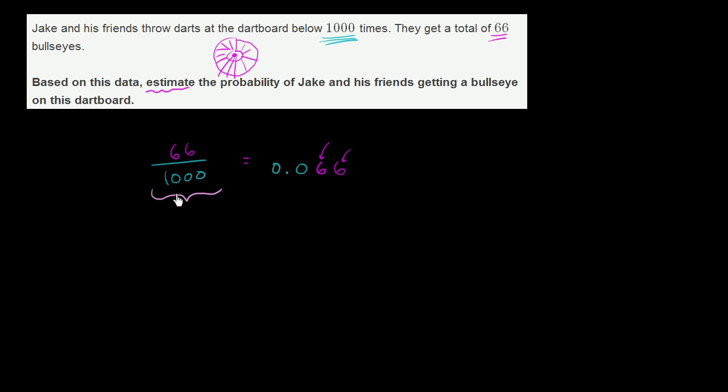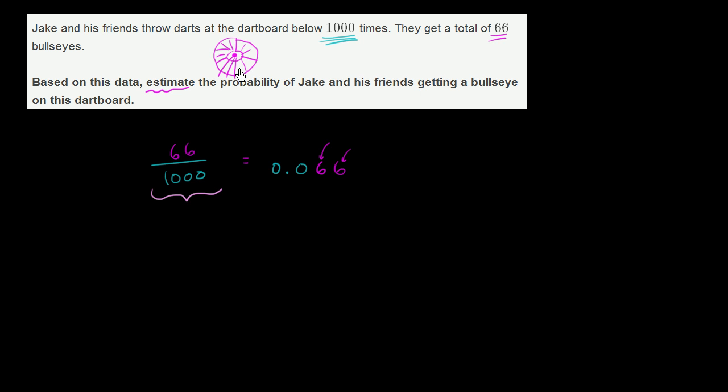This is just based on your sample. You've done the experiment 1,000 times, and you got 66 successes. To get a more accurate estimate, you would want to do it 10,000 times or 1,000,000 times. And all of these would really be estimates, because the only way to really know what the probability is is to do it as many times as possible, but you could obviously do this trial an infinite number of times.